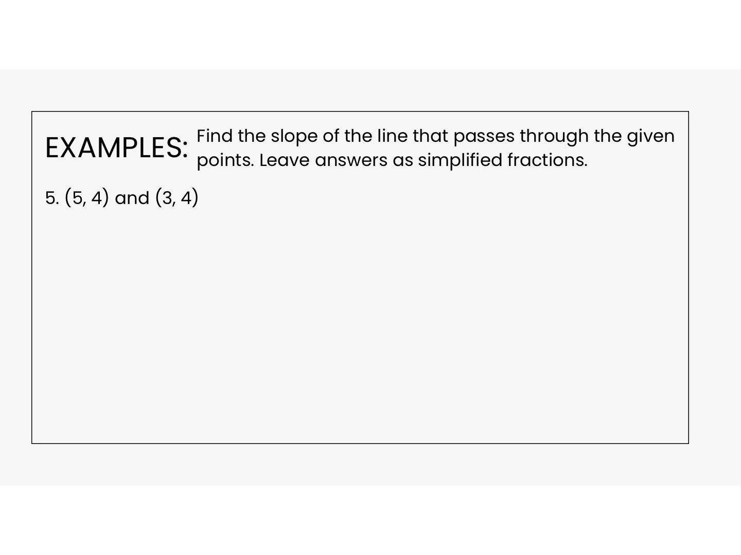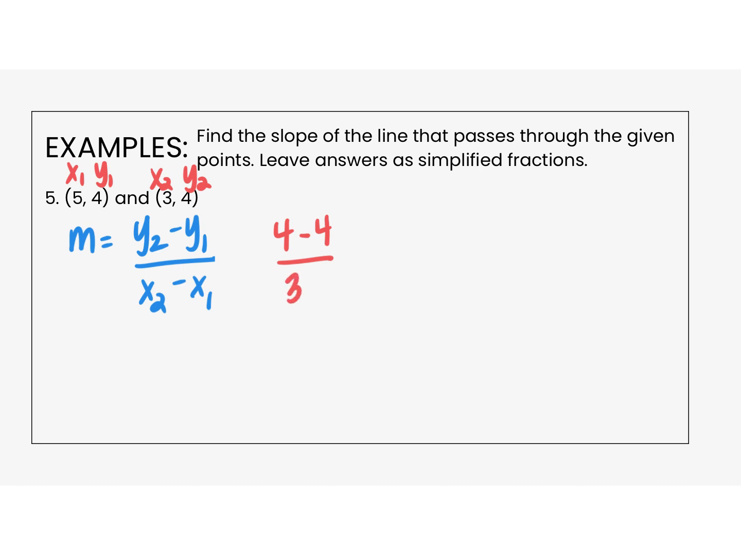Okay, here's another example. Again, we're going to start with our equation. m equals y2 minus y1 over x2 minus x1. Let's plug in, here's x1, y1, x2, y2. So let's plug in those values. We get 4 minus 4 over 3 minus 5. So I end up with 0 over negative 2. So that equals 0. Anytime you see 0 over a number, that equals a 0 slope.